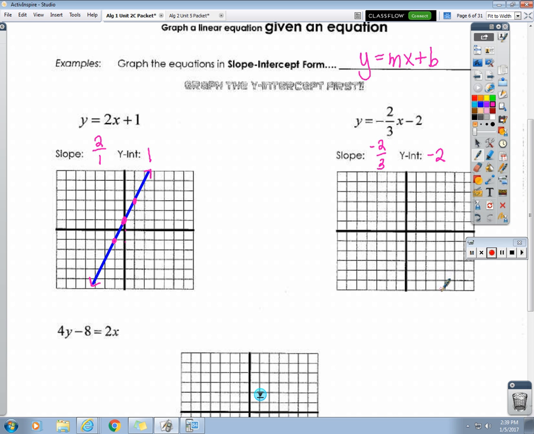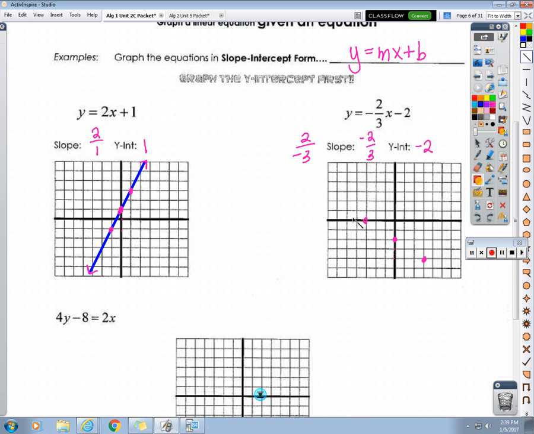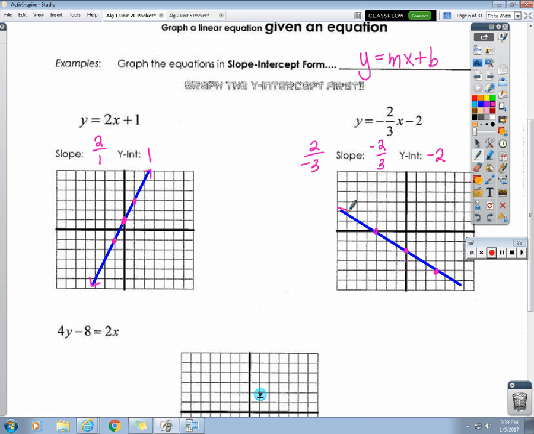Okay, so to graph this line, what do we do first? Right, we plot our y-intercept at negative 2, and then from there we go. Correct. Or say that you had chosen to put the negative on the 3, wouldn't that be up 2, left 3? And that's still in the same line with those points? Why is this line going down? Because it's a negative slope.